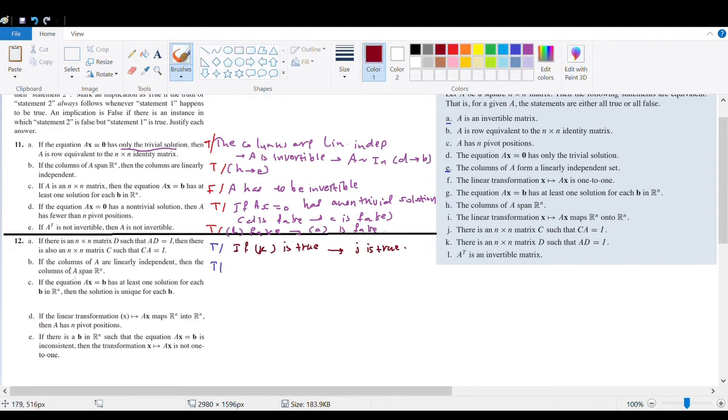So let's say if the columns of A are a linearly independent set, so that means if E is true, then the columns of A span Rn. That means H is true.